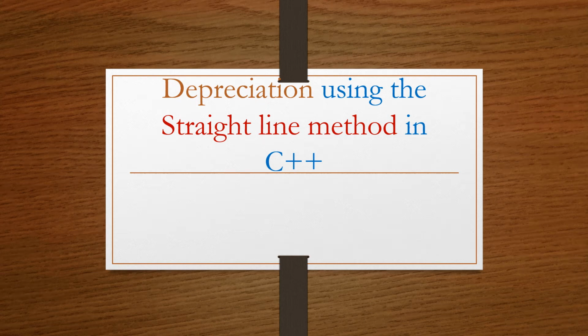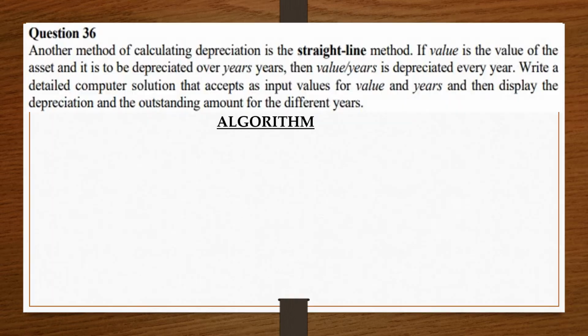In this problem, we are going to calculate the depreciation of an asset using the straight line method in C++. As usual, the algorithm first and then the code. So, let's simplify. Another method of calculating depreciation is the straight line method.